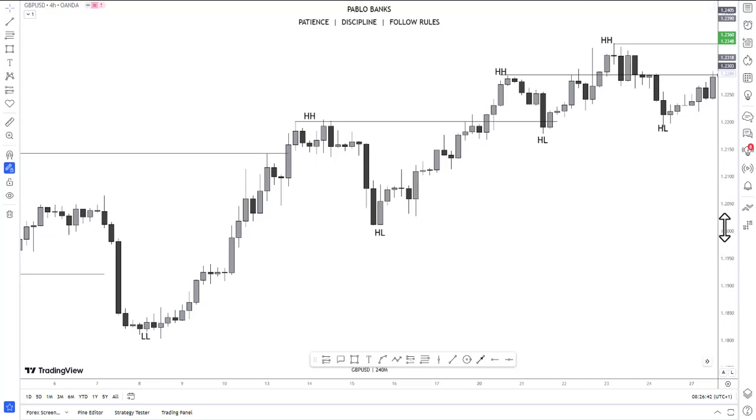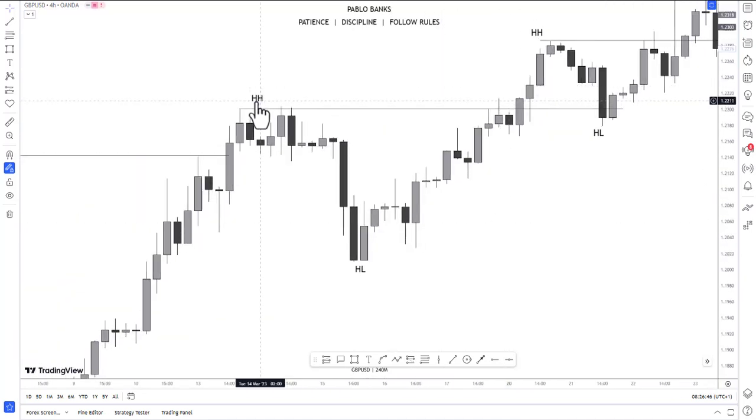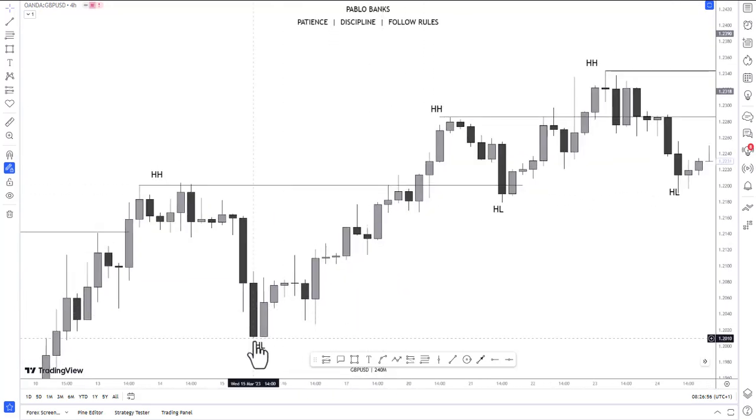So I like to zoom in whenever I'm teaching. This is a higher high. This is a higher low. Higher low is meant to take out a higher high, and this is what happened. Price took out this higher high, creating a new higher high. This higher low broke this previous higher high and created a new higher high.